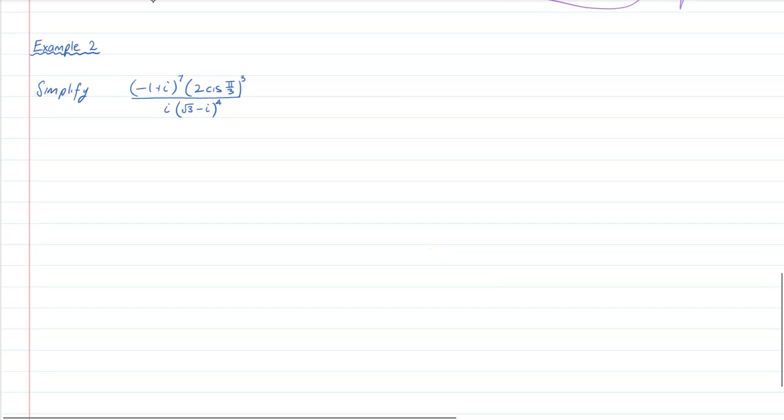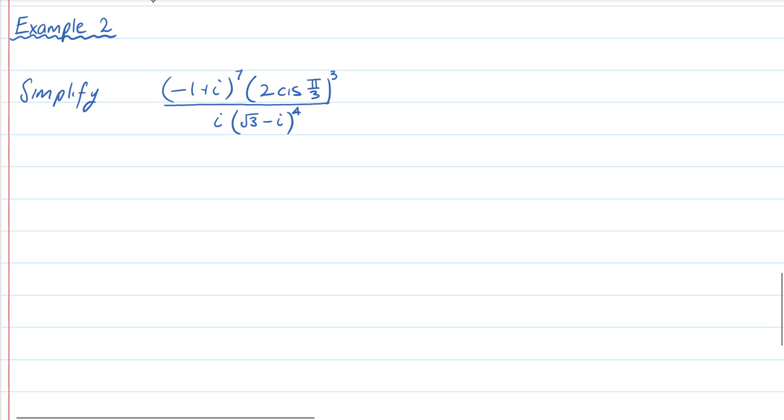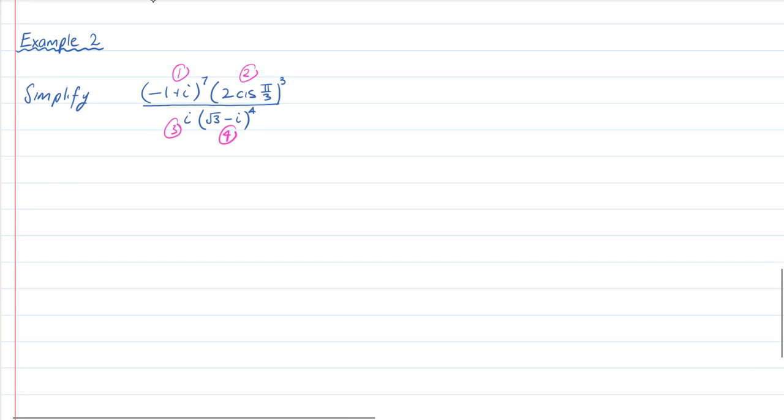Example 2 is a bit tougher, but a common type of complex question. So we're asked to simplify this, and as you can see, simplifying that using traditional methods would be a real pain. So what I'm going to do is take each of these parts, give them a name, 1, 2, 3, and 4, and quickly put them into polar form, and then the simplification from there will be really easy.